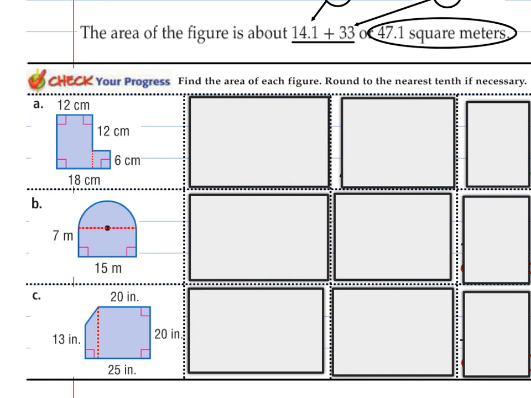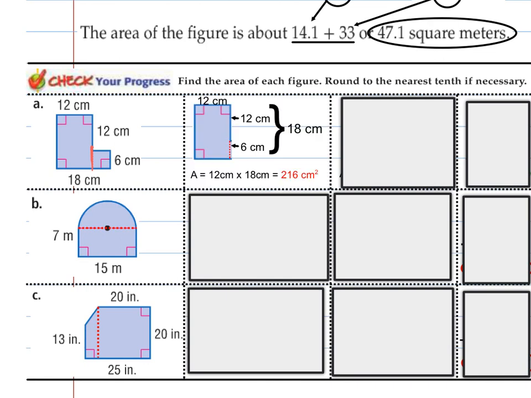So, looking at A, I'm going to cut this composite figure right along the red line to get my two shapes. My first shape is a rectangle, or on your area formulas, it's the parallelogram. And area of a parallelogram equals base times height. Looking at it, right away I can tell that 12 is my base. To find my height, I'm going to have to do some math.